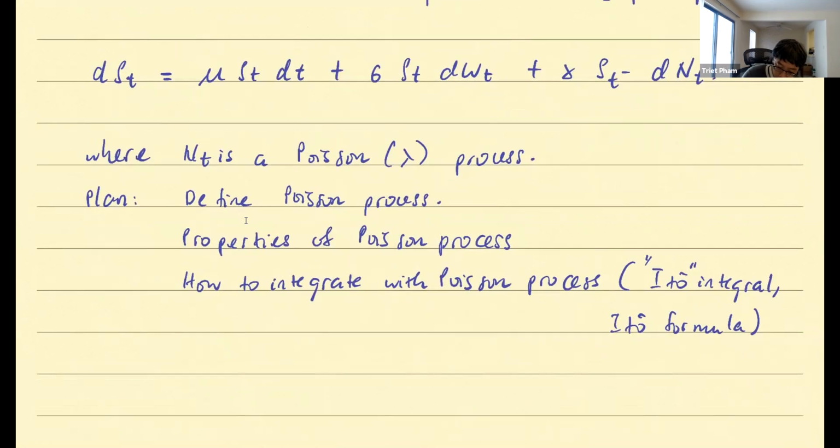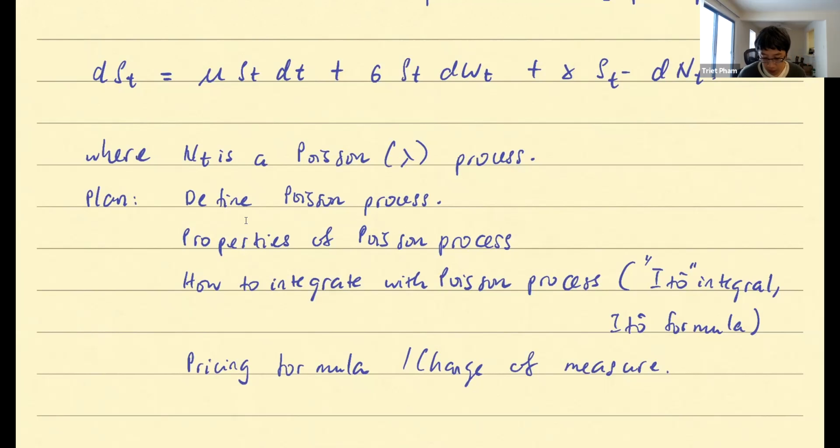And then we would discuss pricing formula, for example, and this includes change of measure. All right. So first, what is a Poisson process?